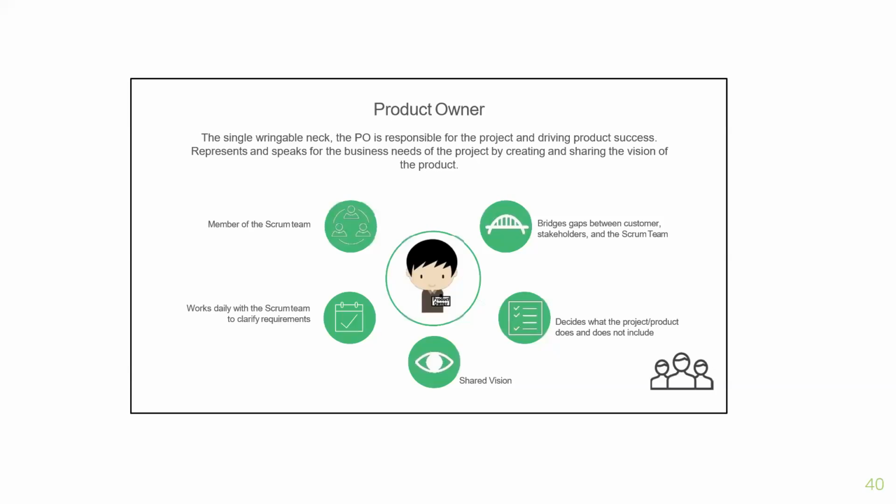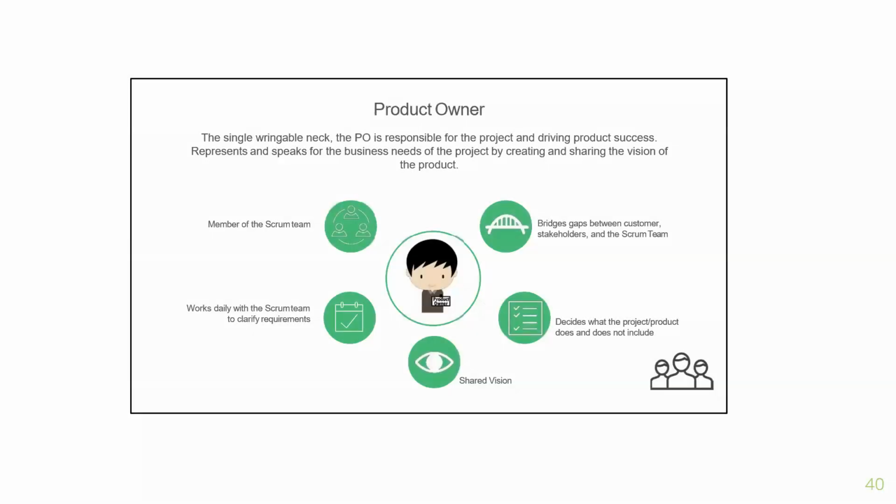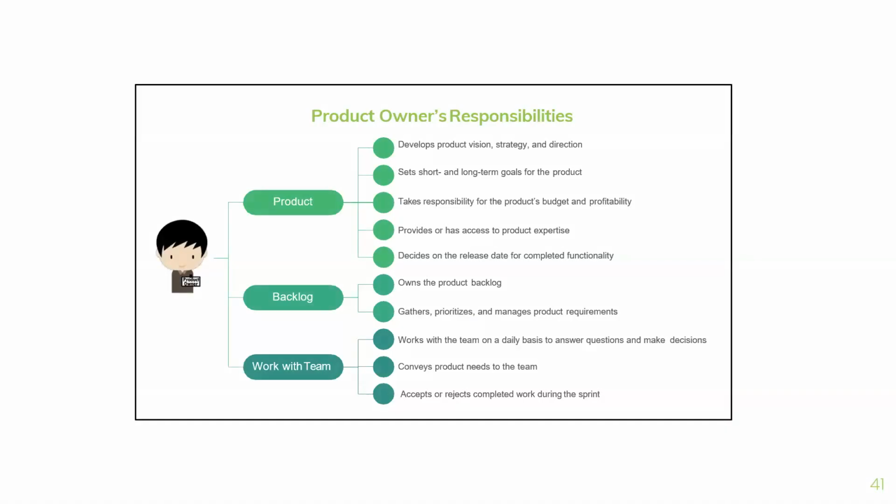So that's our product owner, right? So what are the responsibilities? What does he do? He develops the product vision, the strategy, and the direction. So he decides, okay, this is how we want to do it. This is the way he thinks it should go.